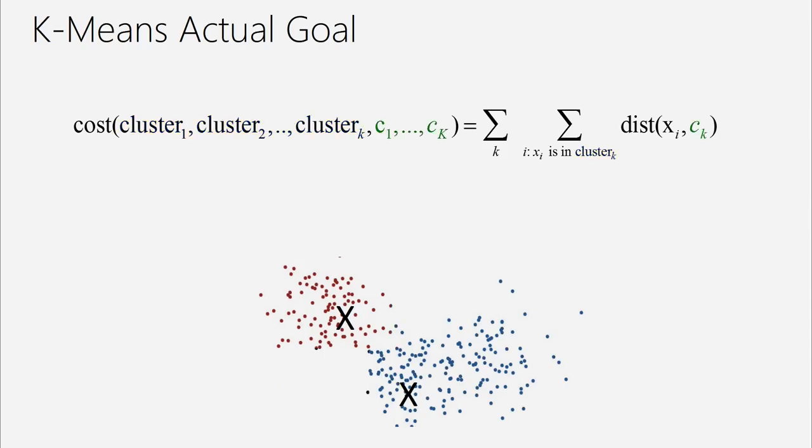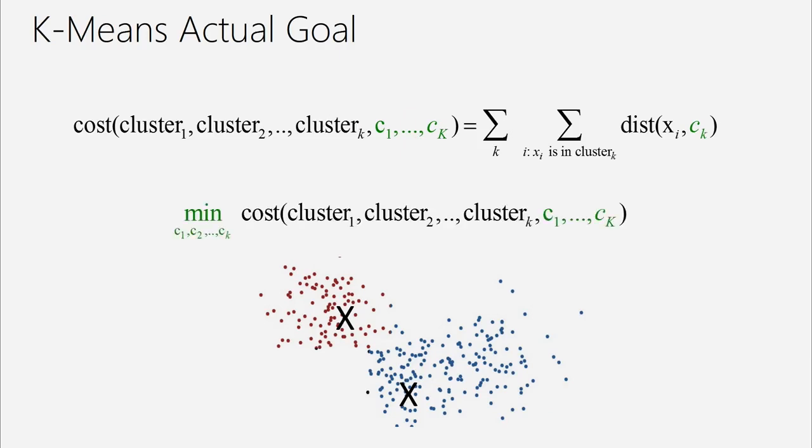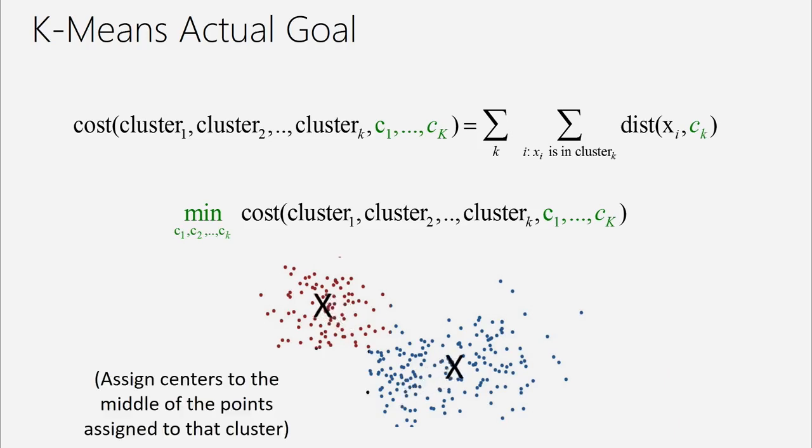Okay, so on the other hand, what about assigning the reference points? Right? If we have the cluster assignment set, where should we put the reference points? And of course, we would try to minimize the cost by putting those in the center to minimize the average distance to the reference points. And that's exactly what k-means does.